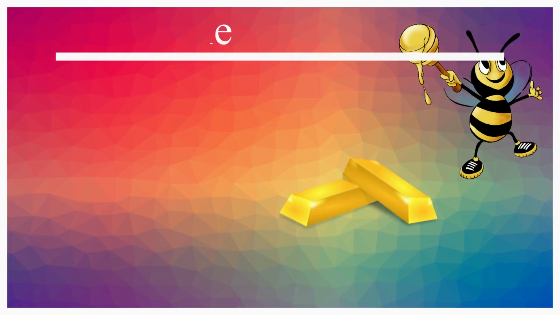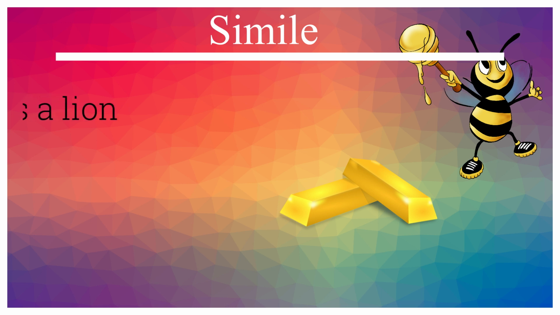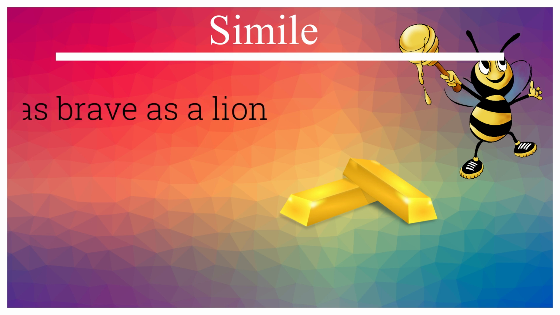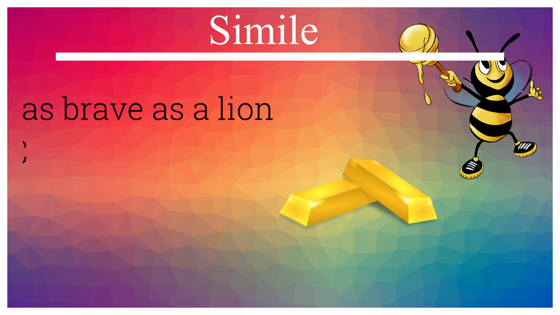The first poetic device we're going to do is similes. A simile is a type of figurative language that describes something by comparing it to something else with the words as or like. I repeat, with the words as or like. For example, as brave as a lion.